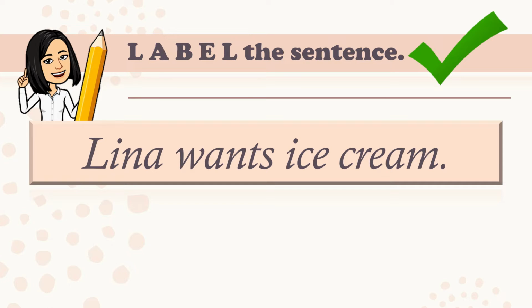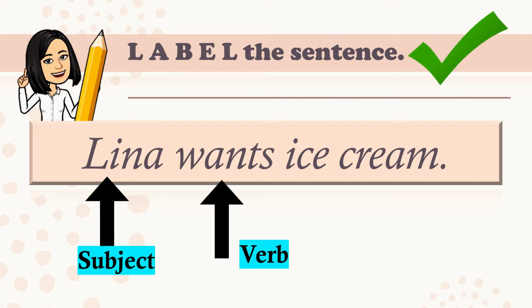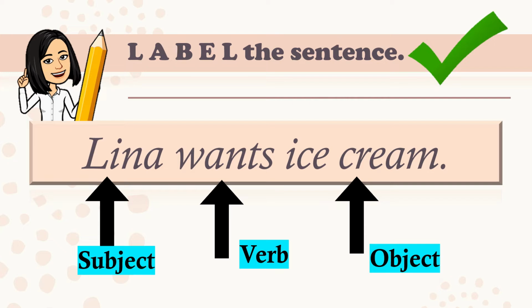Lena wants ice cream. Lena is the subject because she is the topic of the sentence who is performing an action, and that action is wants. Therefore, wants is a verb. And ice cream is an object because it receives the action of the verb, which is wants.